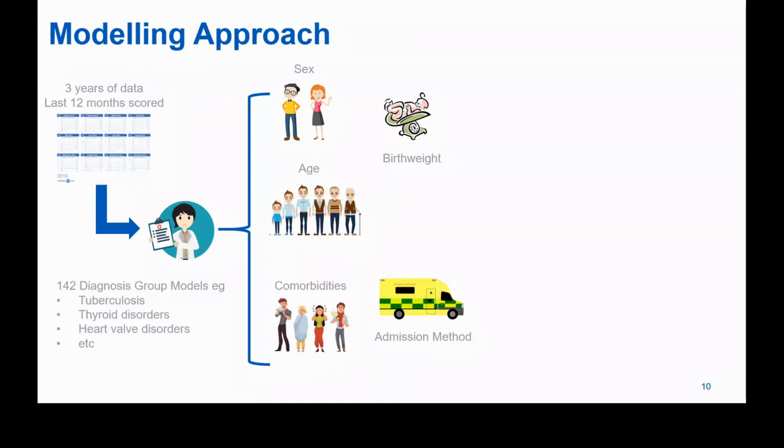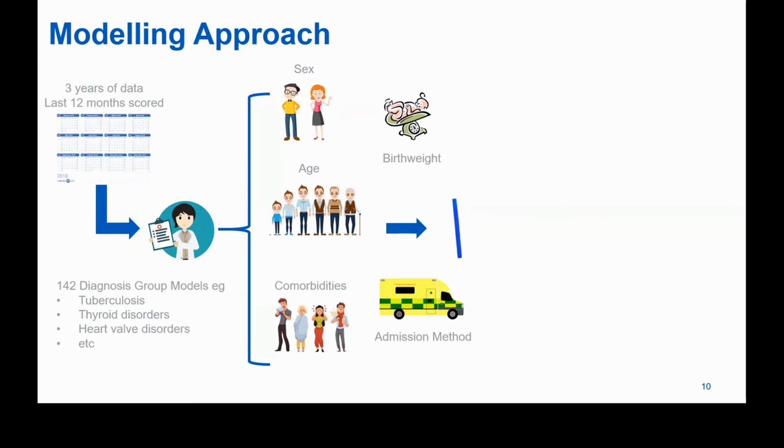So we use the Charlson comorbidity index, which we'll discuss a little bit later. We'll consider admission method, whether it was elective, acute or unknown, but we also now include birth weight for a small number of the perinatal models that we have within the SHMI. So each of those models gives a probability of death to each patient based on the primary diagnosis that they were in hospital for.